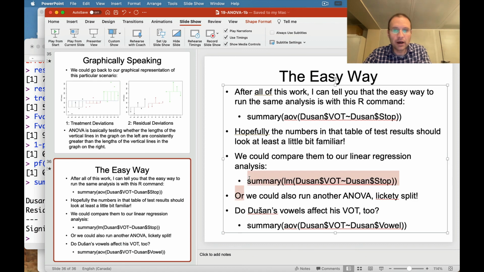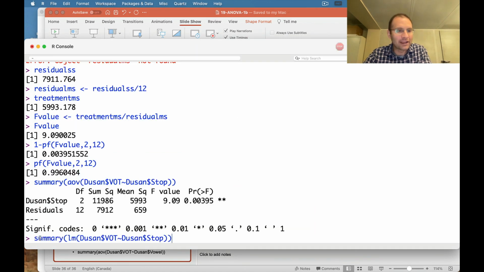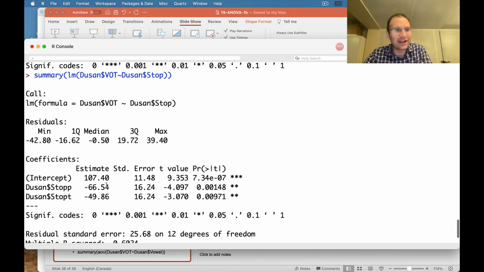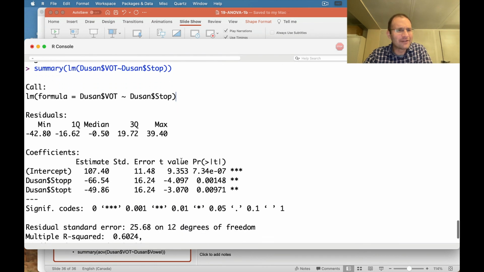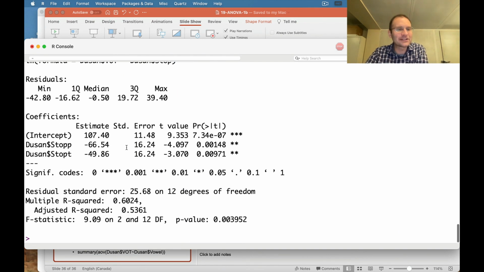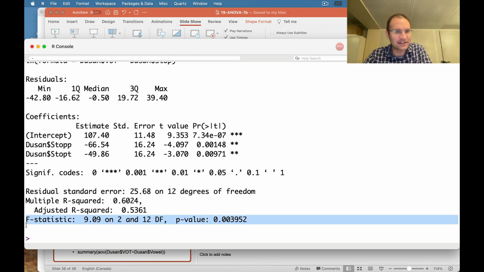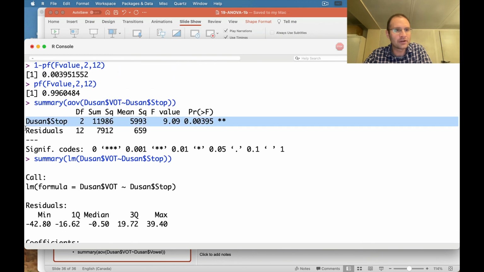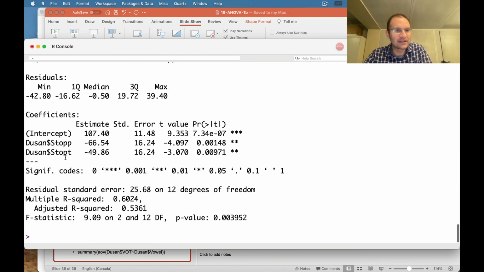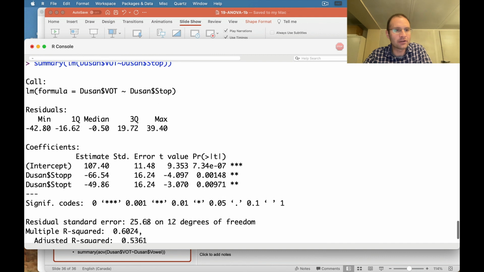We can do a little comparison here before I'm done and look at the output of an LM model, a linear regression model with the same connection between the two factors. We've seen this before. The only thing that's similar here is this F statistic. It gives us the exact same output as what we got from the ANOVA up here. Hopefully you can see that 9.09 and the p-value, and so on and so forth.